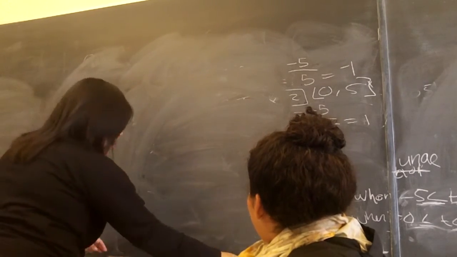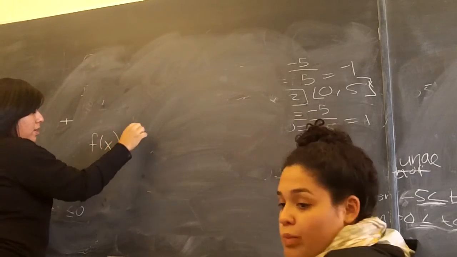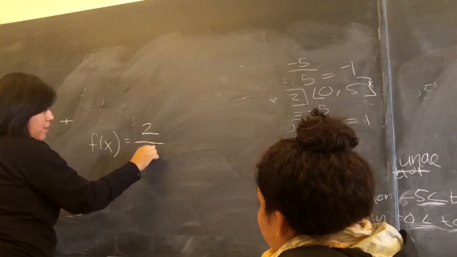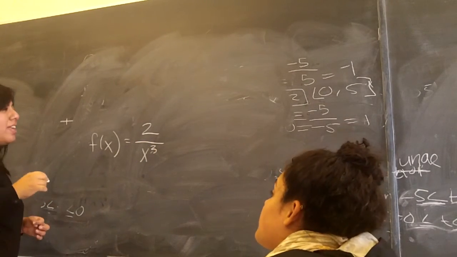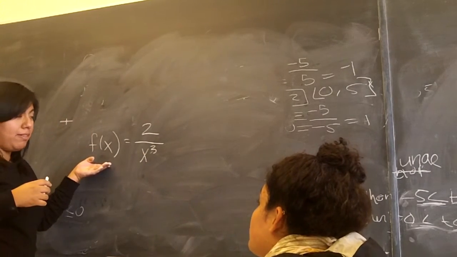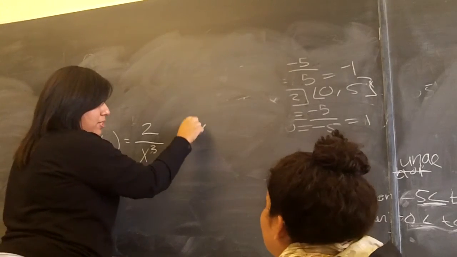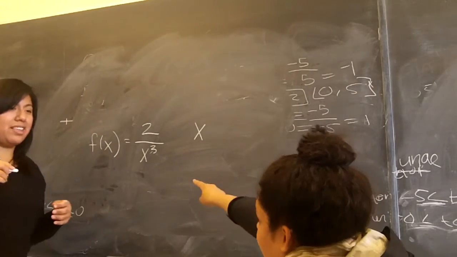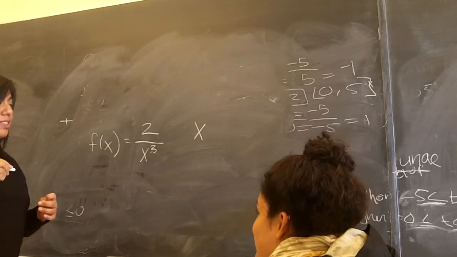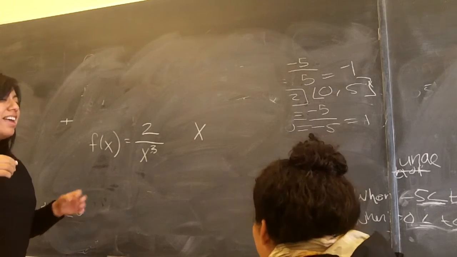I'm going to give you a different example. If I tell you f of x is x cubed, what will happen to f of x if x doubles? Because x to the power of 3, doubling. I see what you're doing.